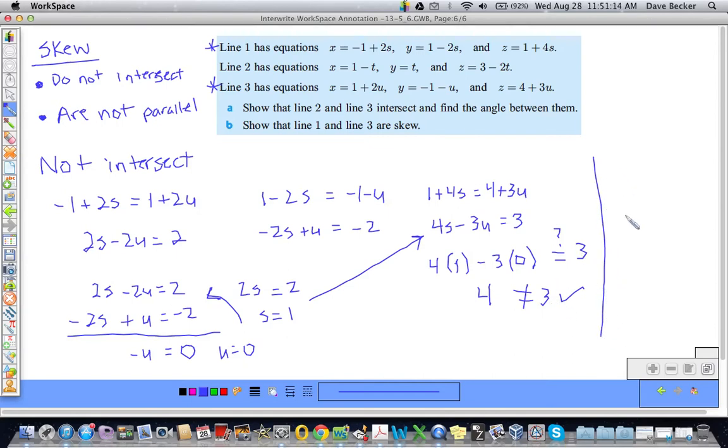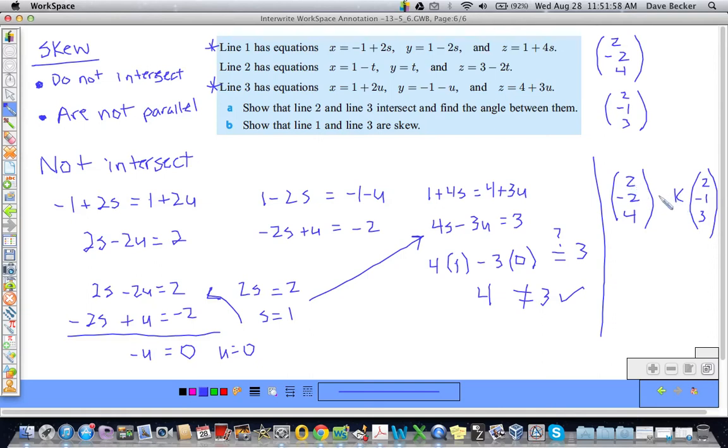Okay? So now all I have to do is show that they are not parallel. What's the directional vector of this one? That would be 2, -2, 4, right? And for line 3, the directional vector would be 2, -1, 3. So if they're parallel, they're multiples of one another. If I have 2, -2, 4, and I try some constant k times 2, -1, 3, you just have to do it in your head.